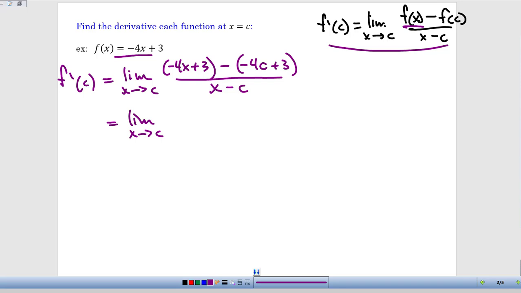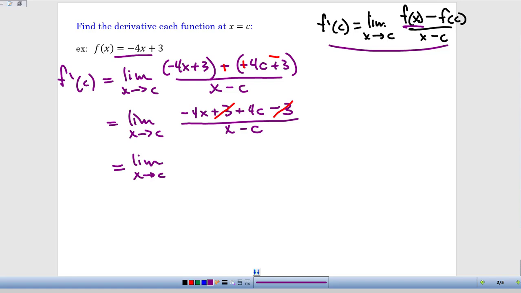So I've got a clean house in the numerator. If I do a little algebra here, make that plus, distribute this negative, so this becomes plus and this becomes minus. So what we've got in the numerator is negative 4x plus 3 plus 4c and then minus 3, and then still x minus c on the bottom. So we can see hopefully that the 3's are going to cancel each other out. So we end up left with a limit as x approaches c. Haven't removed that discontinuity yet, so we've got to keep going. So I've got negative 4x plus 4c over x minus c.